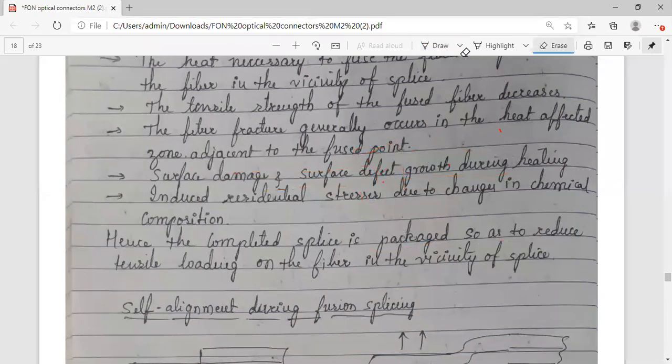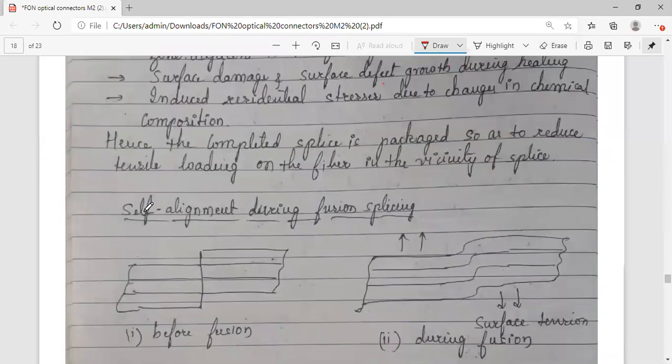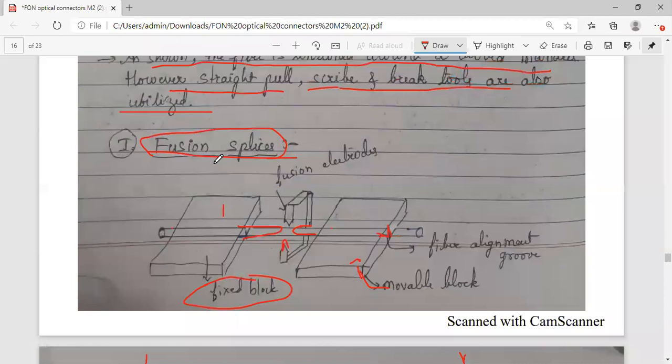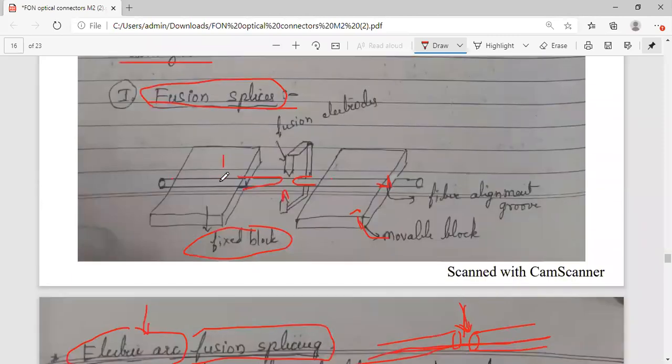Then there is one more point, as a short note I have written here, that is self alignment during the fusion splicing. In the sense, as I told you about the end preparation, the criterion is that the face surface should be smooth and regular. One more thing we have seen in the fusion splicing diagram: these two fibers are fixed in a V groove so that they do not move. Both fibers remain aligned.